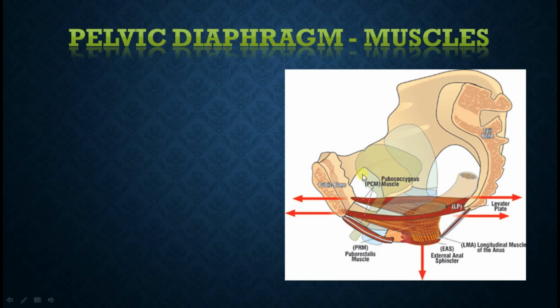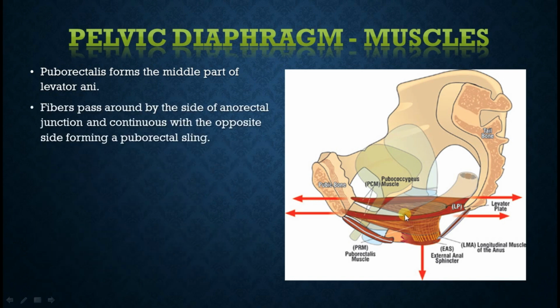Then, pubococcygeus muscle we are actually discussing. Next is the puborectalis muscle. It forms the middle part of the levator. Anterior part we have seen: puboprostaticus or levator prostate and pubovaginalis. The middle fibers form a continuous sling which passes by the sides and behind the rectum, especially the anorectal junction. It forms a U-shaped sling which is actually called the puborectal sling. This is very, very important to maintain this curvature and holds the weight of the feces.